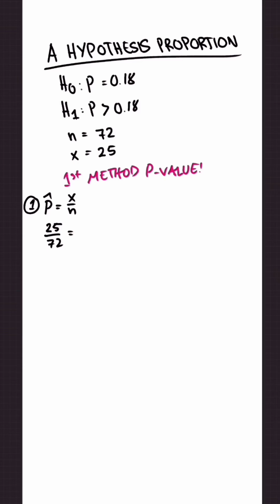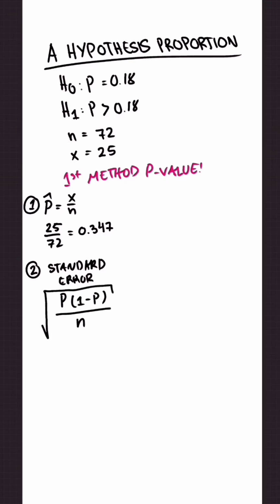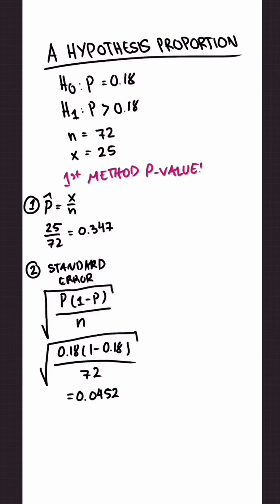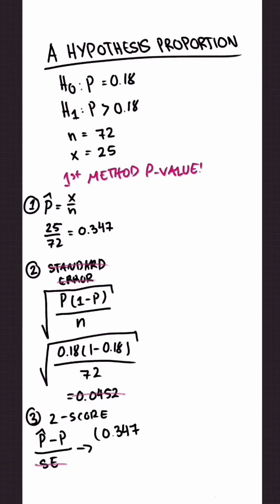The first method we're going to use is p-value. I calculated my p-hat by dividing the number of black cars by the total number of cars, which gave me a p-hat of 0.347. For standard error, I'm going to use the formula for standard error. Plugging in the values, I got a standard error of 0.0452. For the z-score, I subtracted the hypothesis proportion from p-hat and divided it by the standard error. This gave me a z-score of 3.69.